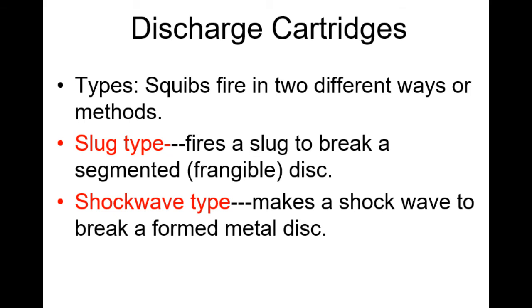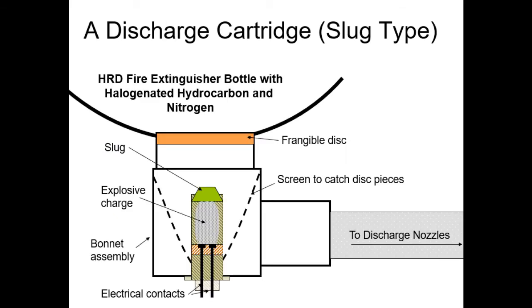There are two types of squibs that we talk about. The slug type. This type actually fires a metal slug through the frangible disc into the container where the agent is contained, which allows the agent to flow out. We also have the shock wave type, this type is just basically an explosion. The shock wave of that explosion is enough to break that frangible disc, releasing the fire extinguishing agent.